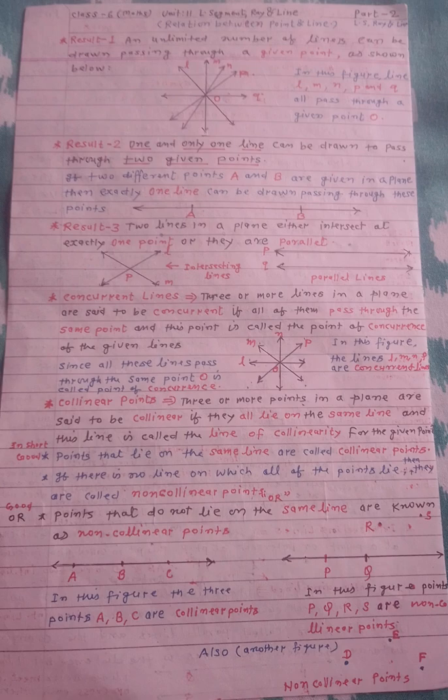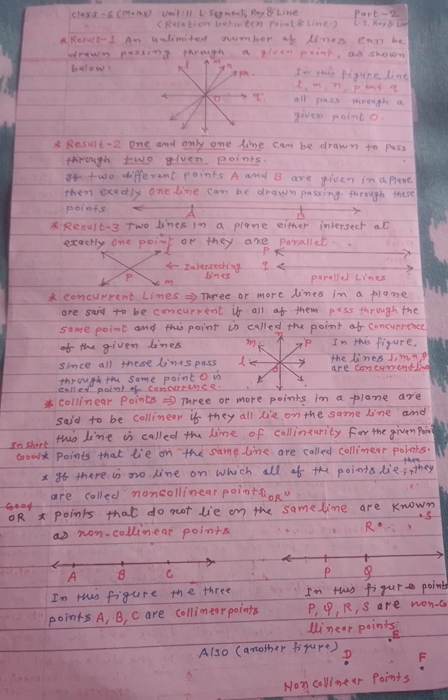Today I am going to discuss class 6 maths geometry portions, line segment and ray part 2. In this part I will discuss relation between point and line. So first I am going to discuss result 1. An unlimited number of lines can be drawn passing through a given point as shown below. In this figure, lines L, M, N, P and Q all pass through a given point O. So more than 4 or 5 or 6, we can draw an unlimited number of lines through O.